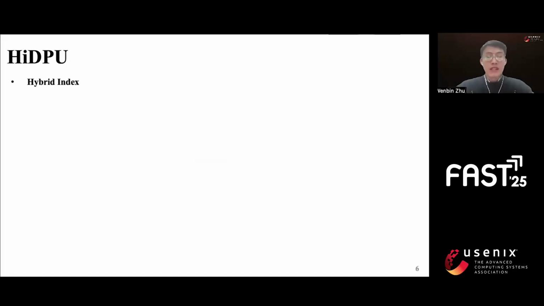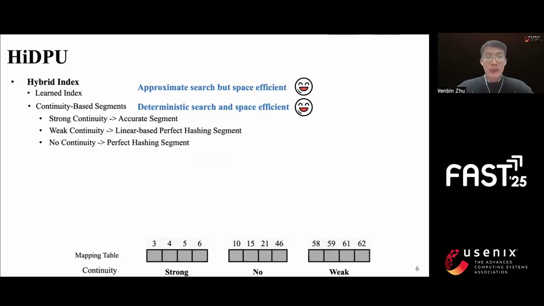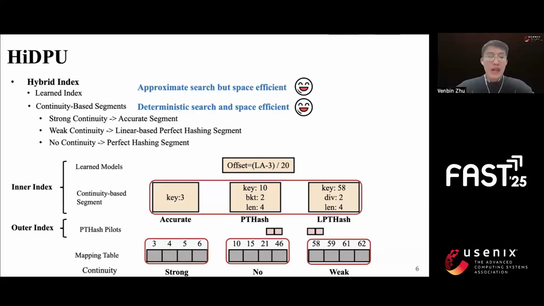We start by introducing the details of HiDPU with the hybrid index. The hybrid index is composed of a learned index and continuity-based segments. First, a segmentation algorithm divides the mapping table into fixed segments. HiDPU will create different indexes for segments with different levels of continuity, except for accurate segments. Perfect hash table-based segments have secondary hashing parameters called pilots as the outer index. Next, a learned index is built with the first key of each segment. Segmentation and the learned index make sure the size of the inner index can adjust to the constrained DPU memory space.